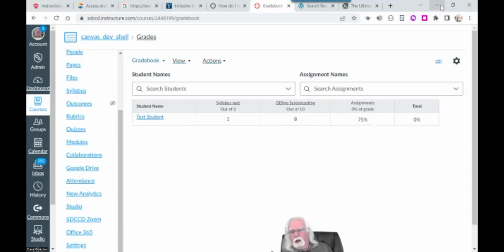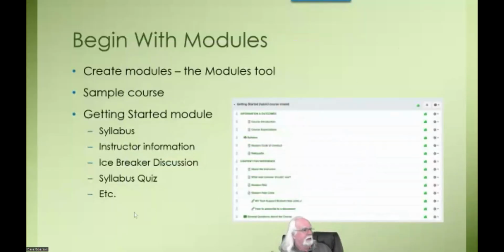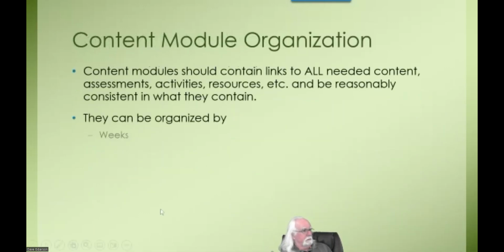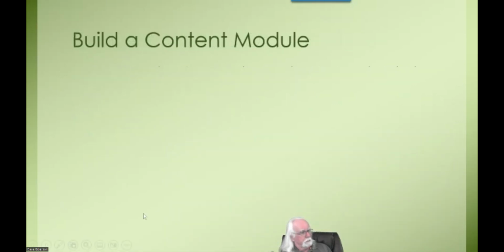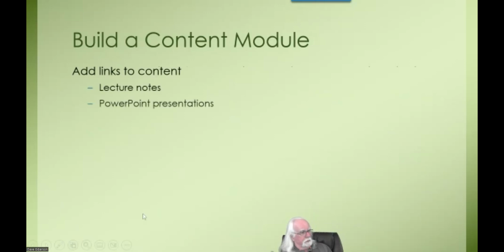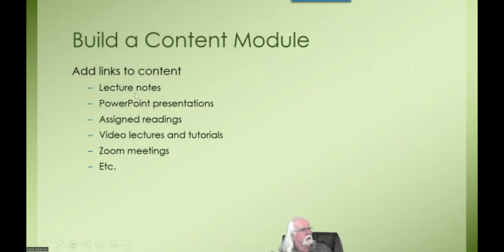So let's see where we are. We're about 5 minutes from the end, so we better be pretty well along here. We've begun with modules. We've talked about how you might arrange content modules. We've built content modules, and these are some of the things you might put in a content module. We put in a PowerPoint presentation. You might include your lecture notes. You might put a reading assignment in. You might embed videos. You might put a link to a Zoom meeting, etc.